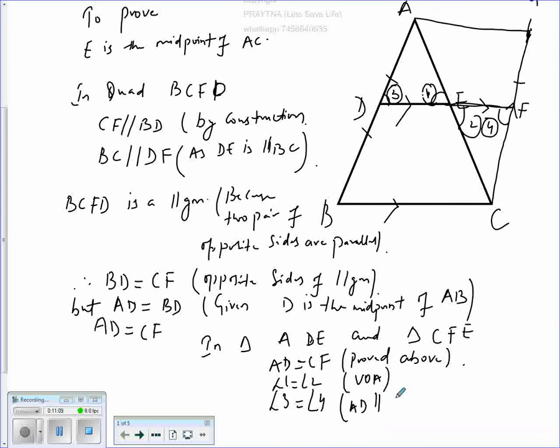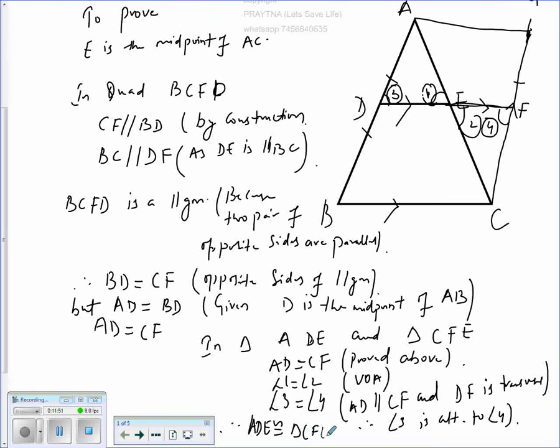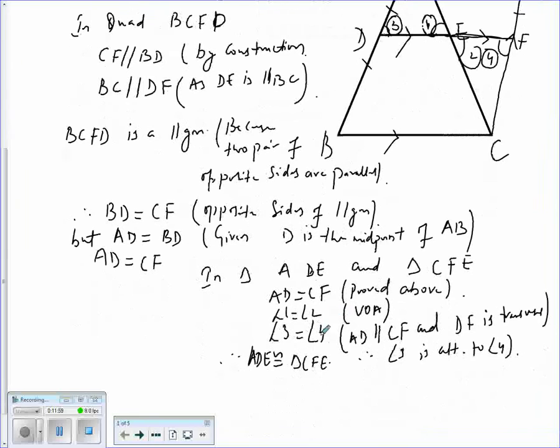AD is parallel to CF and DF is transversal. Therefore, angle 3 is alternate to angle 4. So they are equal. Therefore, the two triangles are congruent. Triangle ADE is congruent to triangle CFE. And when these two triangles are congruent, therefore AE is equal to EC. AE is equal to EC by CPCT.